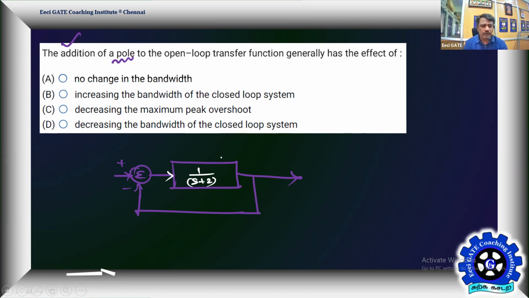So the addition of a pole to the open loop transfer function generally has the effect of what? He's talking about increasing the bandwidth of the closed loop system, decreasing the maximum peak overshoot, decreasing the bandwidth of the closed loop system. So he's talking about bandwidth and peak overshoot. Two things he's talking about: bandwidth and peak overshoot.